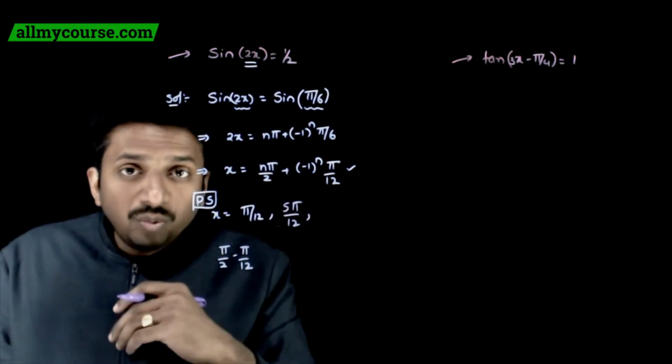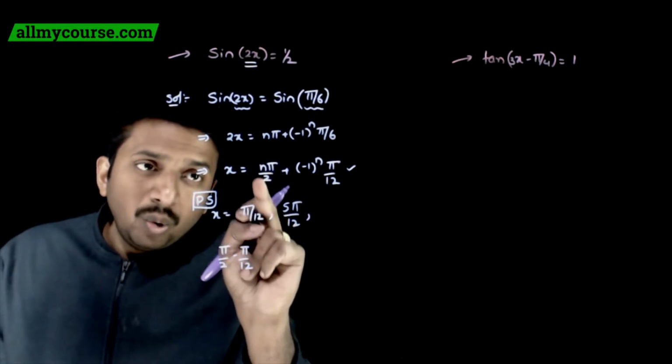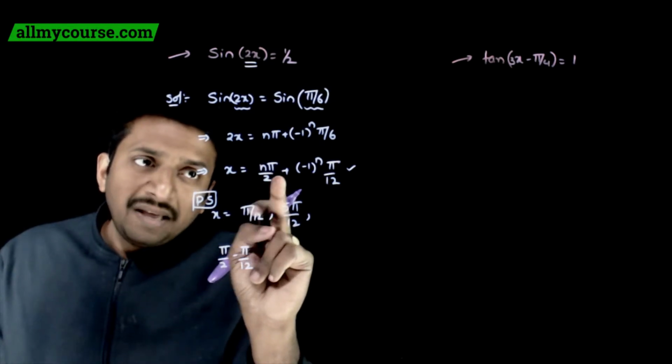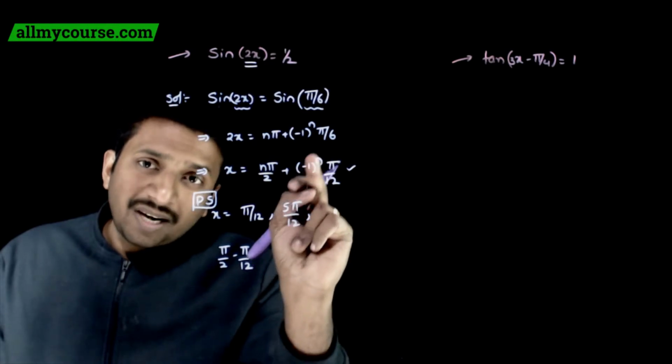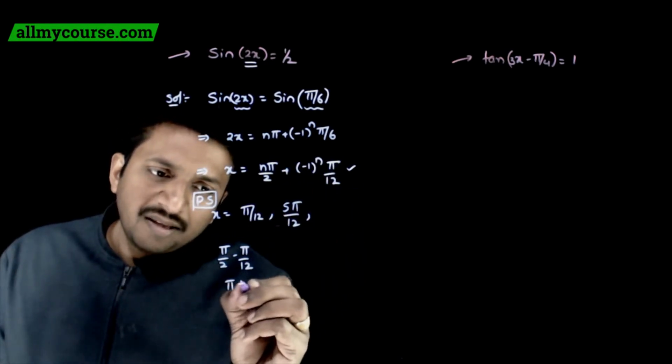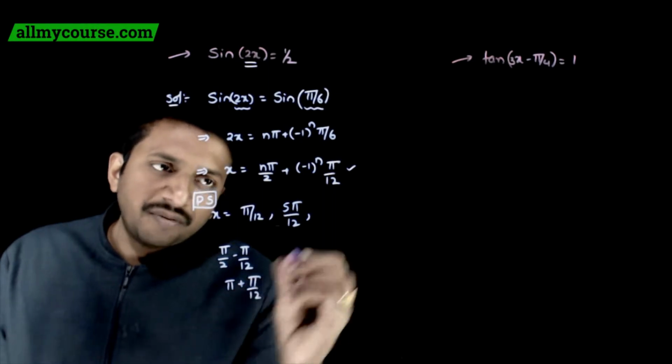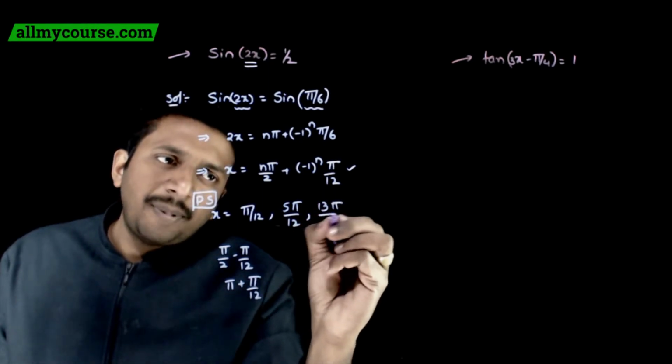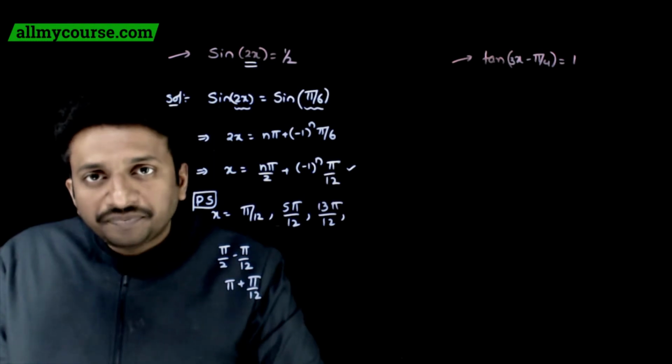If you put n equal to 2, you have 2 into pi by 2, which is pi, plus (minus 1) whole squared, which is plus 1. So you have pi plus pi by 12, that is 13 pi by 12, which is the next solution.